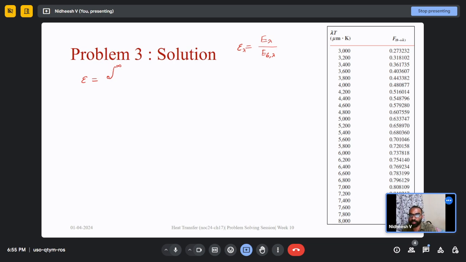The emissive power at different wavelengths can be written as E lambda is equal to epsilon lambda into EB lambda, right? Emissivity at that wavelength multiplied by emissive power of black body at that wavelength, into d lambda, divided by this denominator, the emissive power of black body. Total emissive power of black body averaged over all the wavelengths. This is our expression.